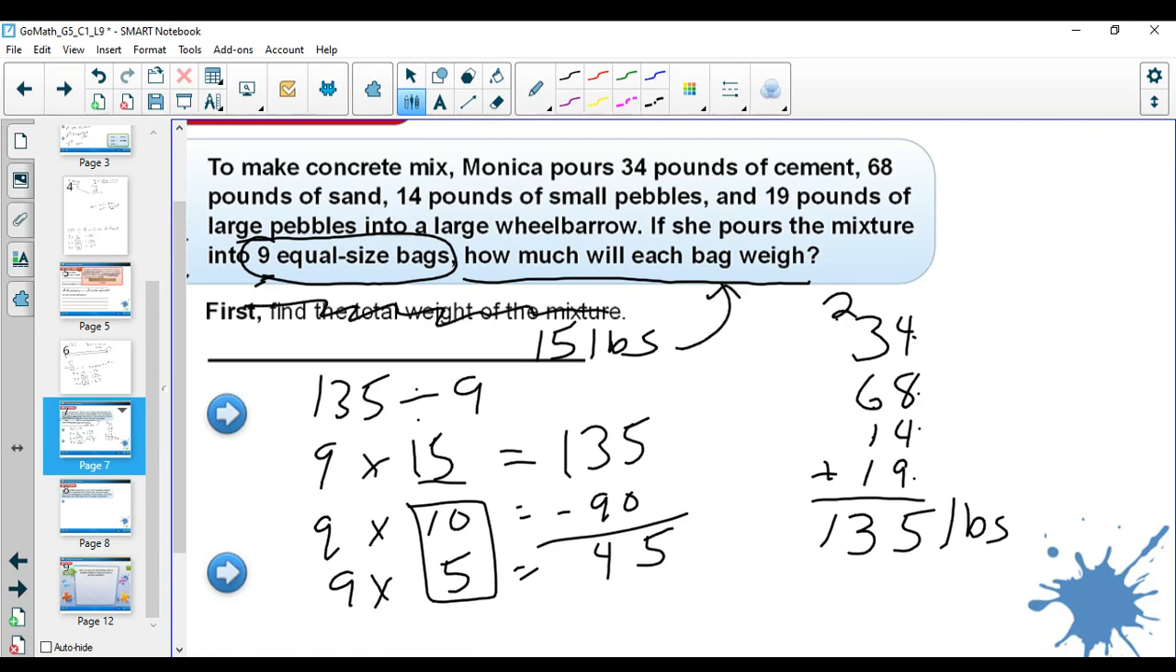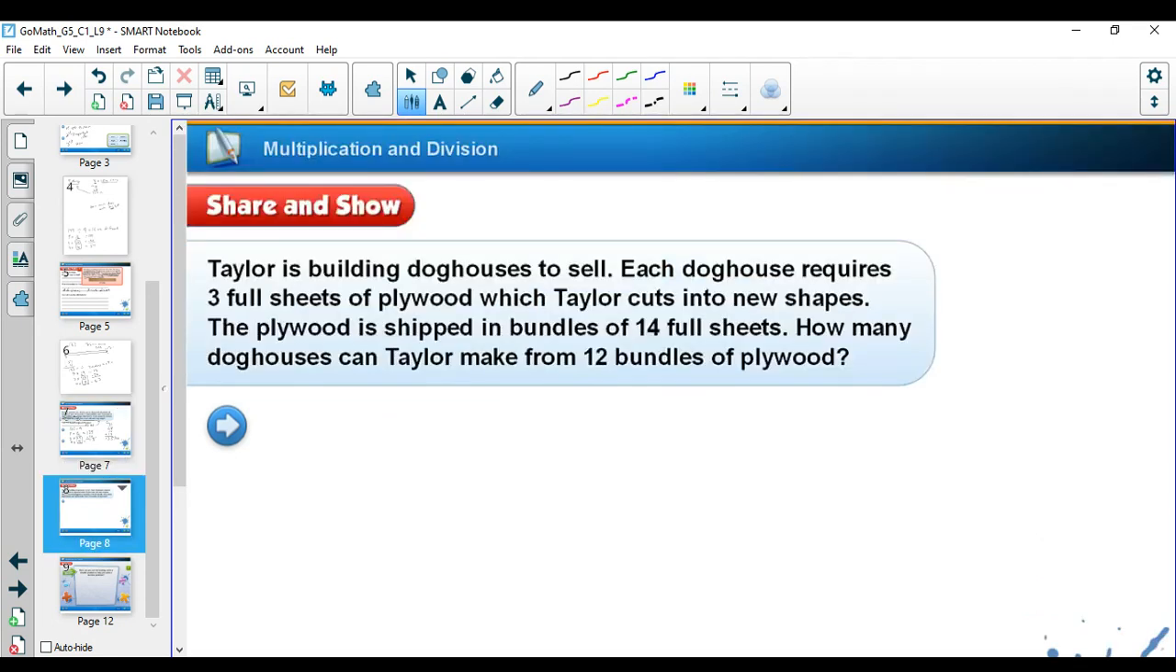All right, let's try one final one. Again, pause it after we read through it and then come back and check and see how you did. Here, Taylor is building dog houses to sell. Each dog house requires 3 full sheets of plywood, which Taylor cuts into new shapes. The plywood is shipped in bundles of 14 full sheets. How many dog houses can Taylor make from 7 bundles of plywood?